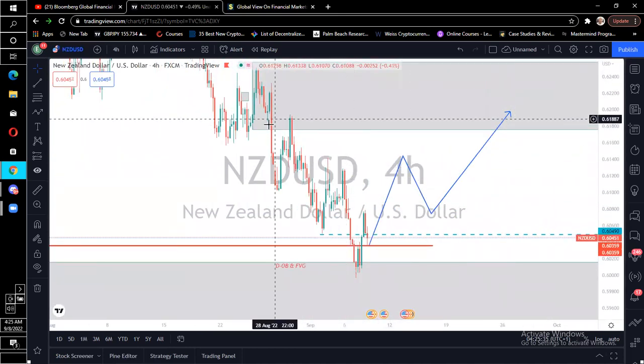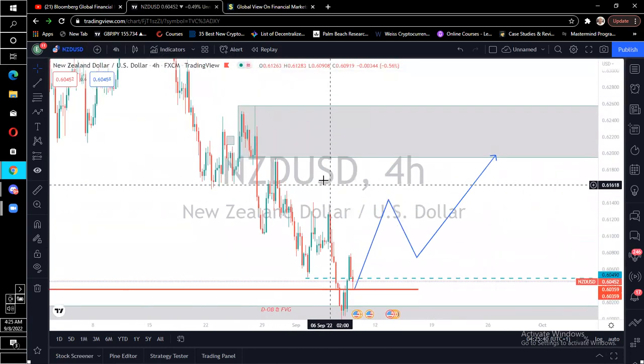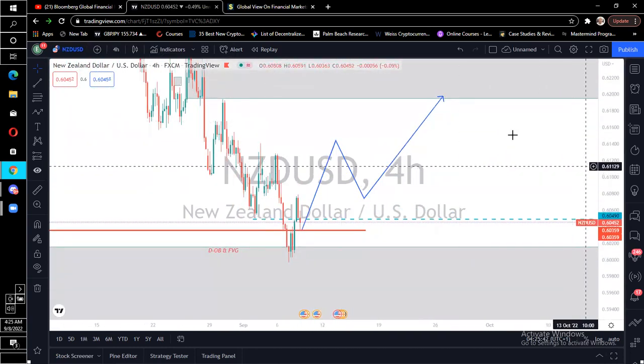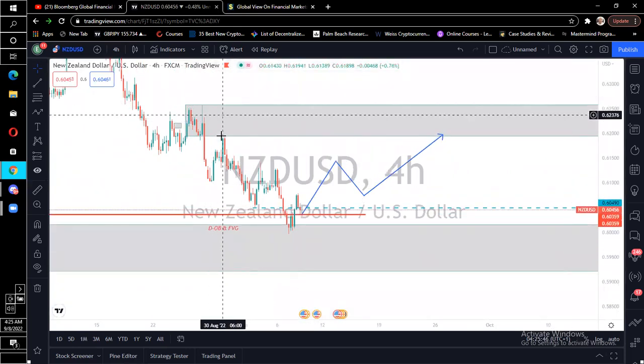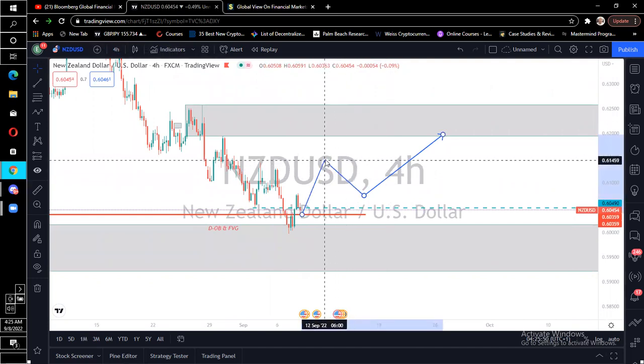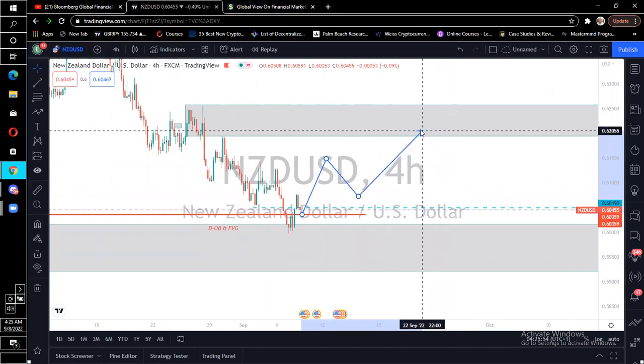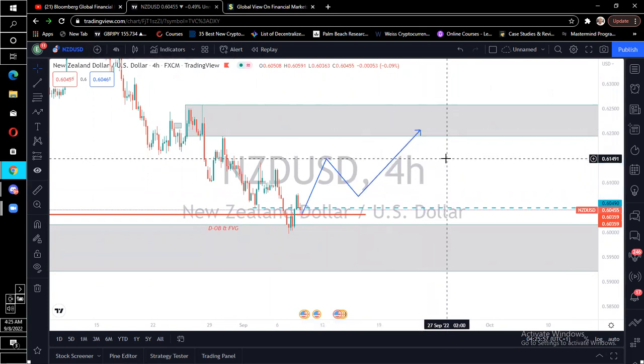Then before going to the upside, here is very, very important. This level here is important for us. Once we have a break above this particular block here, then we can actually say this market has fully reversed from where it is. And I love this pair.